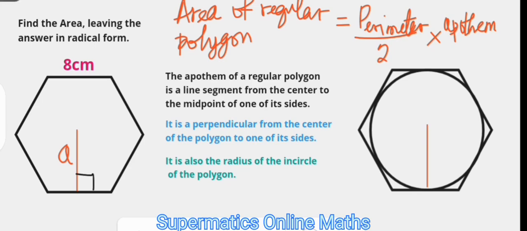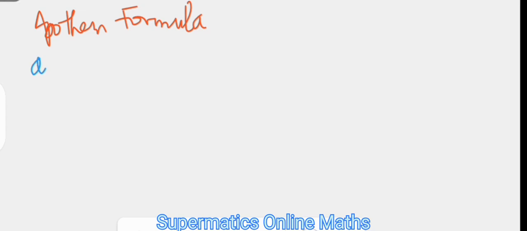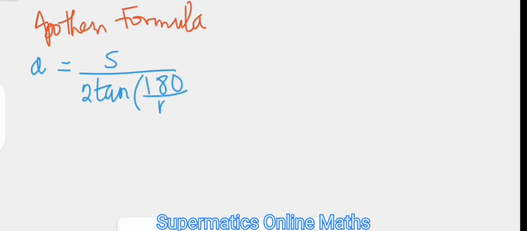Now, to find the area of this hexagon of side 8 centimeters, we need to first find the length of the apothem. The length of the apothem is calculated by using the apothem formula. The apothem formula is given by A, the length of the apothem, to be equal to S, which is the length of the side of the polygon, divided by 2 tan 180 over n. N is the number of sides of the polygon.